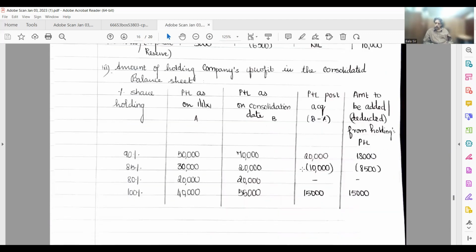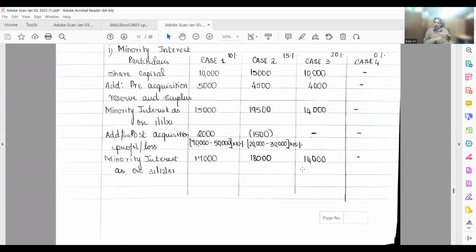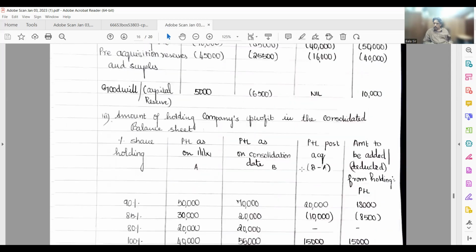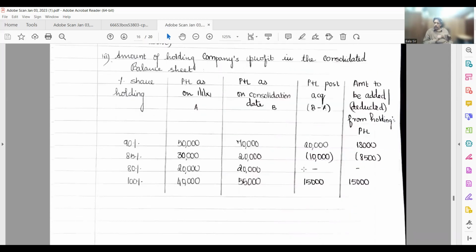Next, subdivision 3. 85%. P&L as on 1st January X1 is 30,000, and P&L as on consolidation date is 20,000. And one more thing we forgot: in case 2, what is the balance in P&L? On the 10,000 rupees loss, what is 85%? 8,500 loss. But the amount to be shown in the balance sheet will be 2 lakh P&L balance for the holding company minus 8,500. That answer will be more appropriate. So 2 lakh minus 8,500 is 1,91,500.